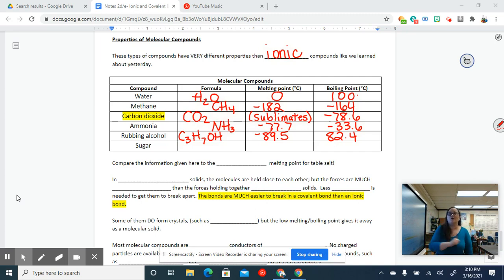Sugar, you're supposed to know this formula. What is it? Right, so one more time, C6H12O6.